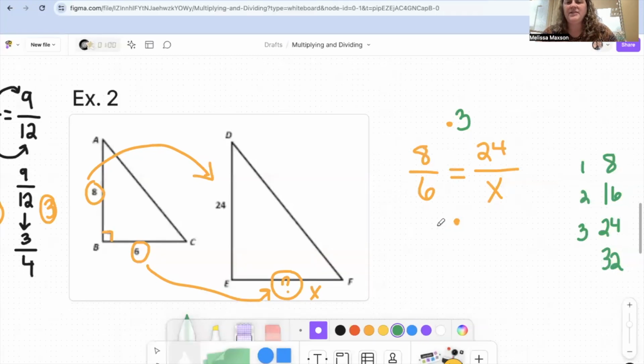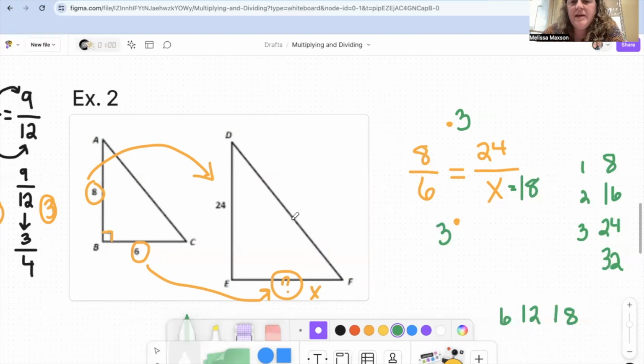So what is 6 times 3? I'm just going to skip count by 6s. 6, 12, 18. There's my third one. So my X should equal 18.